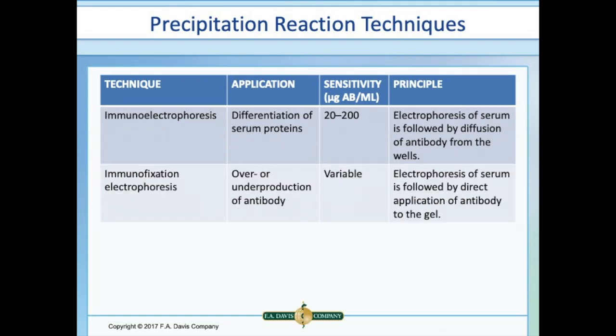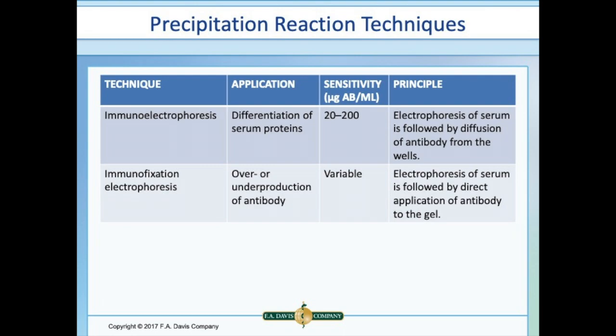Okay. Another one is immunoelectrophoresis. It is used to differentiate several kinds of serum proteins, and the sensitivity is between 20 to 200. Electrophoresis is actually the migration of proteins in an electrically charged field. Since antibodies are made up of gamma globulin, and gamma globulin is also a protein, then it is possible to do it. Electrophoresis of serum is followed by diffusion of antibody from the wells.